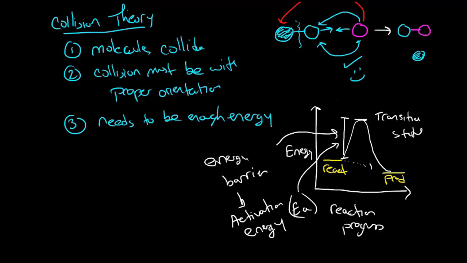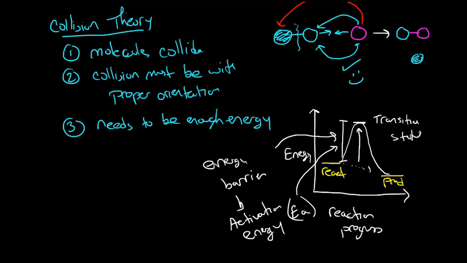It's the difference in energy between the reactants and the transition state. It's the amount of energy that our reactants need to have when they collide for a chemical reaction to actually happen. And if they don't have that energy, then the reaction cannot happen. So according to collision theory, we need our molecules to collide with the proper orientation, and when they collide with the proper orientation, they have to have enough energy to get over this energy bump.